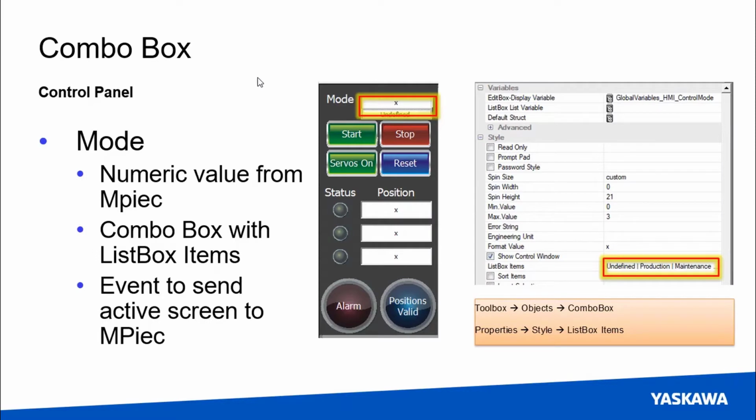Moving on here to the mode, to display the mode, we're going to use a new object called a combo box.